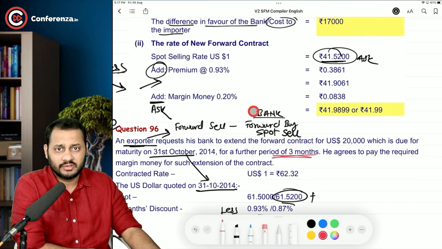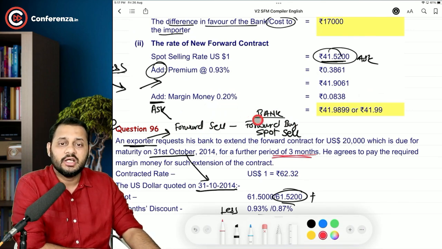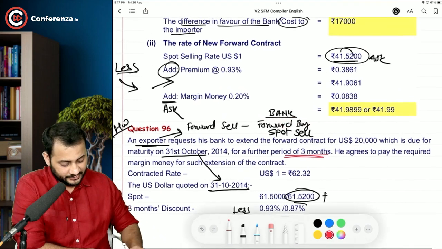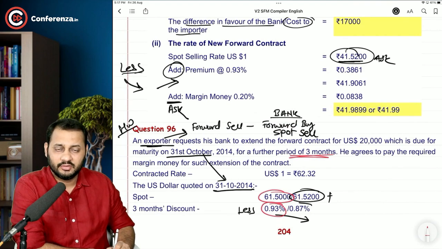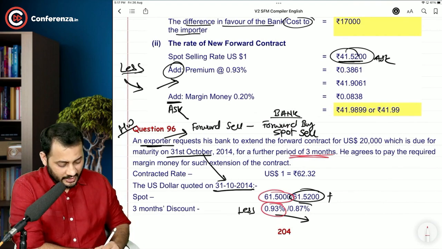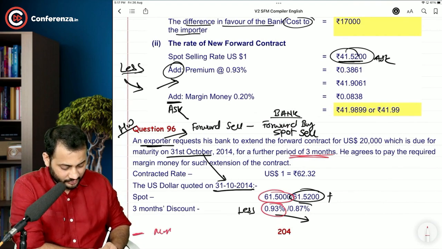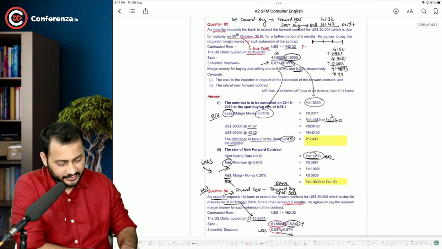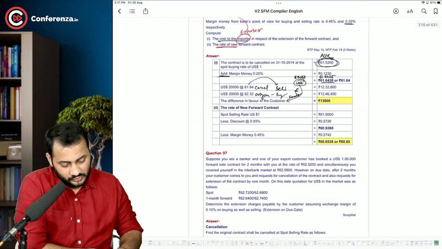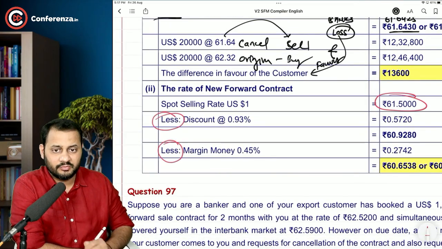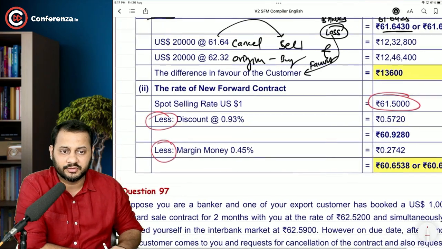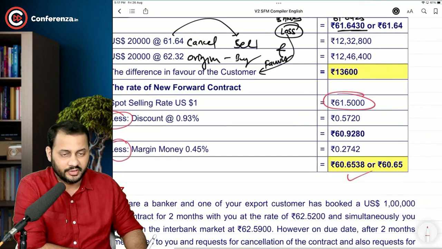Think from the angle of the bank in these types of questions. Forward buy, that means this point minus this point, because we want to calculate forward rate, and minus margin because it's a bid rate. So all the points will get deducted. See, bid rate minus discount minus margin. You need to make sure that, and this is rounded off.